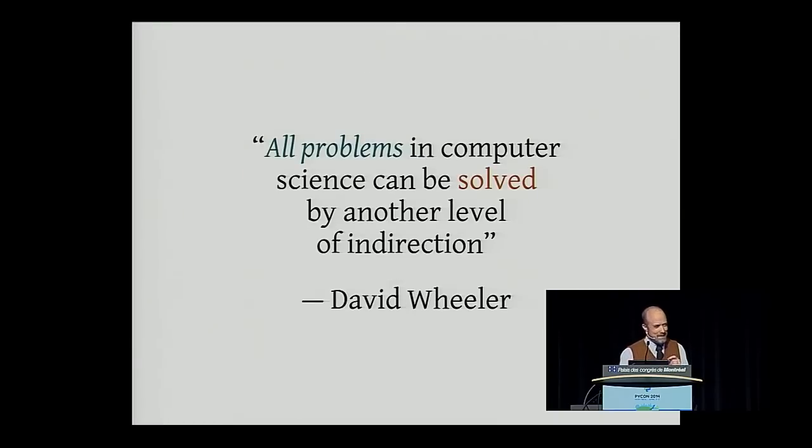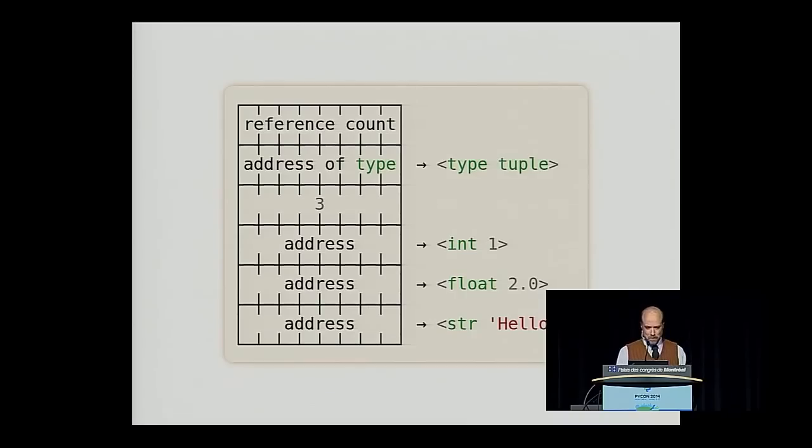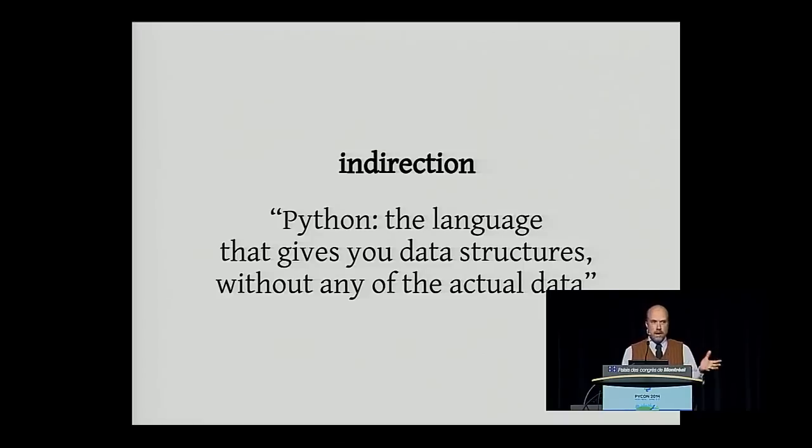Well, you'll remember, David Wheeler once said, all problems in computer science can be solved by another level of indirection, so Guido added one. A tuple does not store your objects in line in the data structure. It has an array of addresses instead that tell it where to go look in memory for each of the objects that you've stored. This is indirection when you store an address rather than the thing itself. You can say to your friends, I use Python, the language that gives you data structures without any of the actual data.